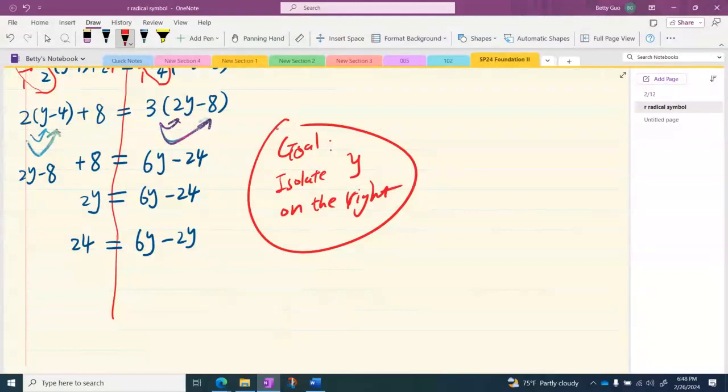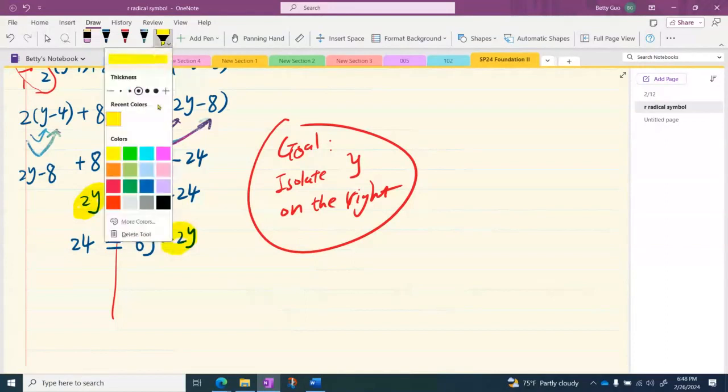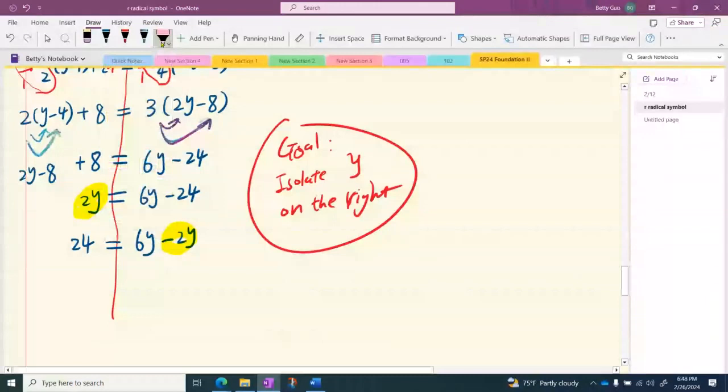Yeah. So what happened is I moved 2y from left to the right. So positive becomes negative. And I moved -24 from right side to the left. So negative 24 on the right becomes positive 24 on the left. And none of them are negative. I like that. So we have 24 on the left. On the right, we have 6y minus 2y. You have 6 bananas. I take 2 away. You have 4 left. 4y.